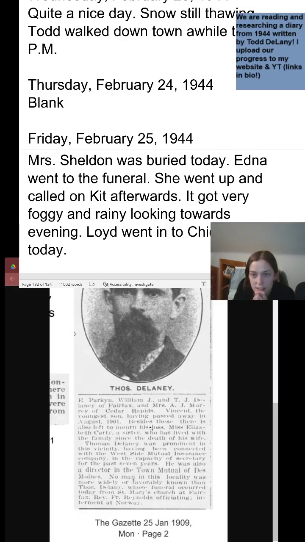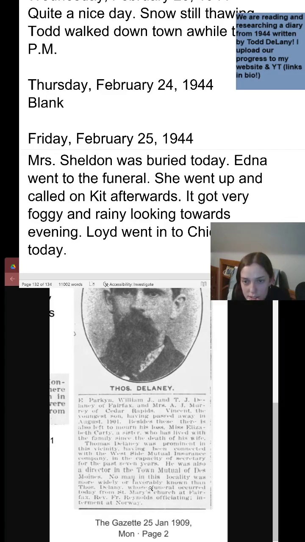Besides these, there is also left to mourn his loss, Miss Elizabeth Carty, a sister who has lived with the family since the death of his wife. Thomas Delaney was prominent in this vicinity, having been connected with the Westside Mutual Insurance Company in the capacity of secretary for the past seven years. He was also a director in the town of Mutual Des Moines.